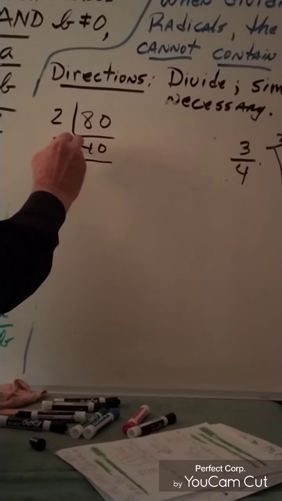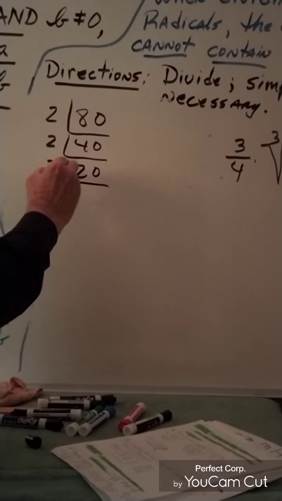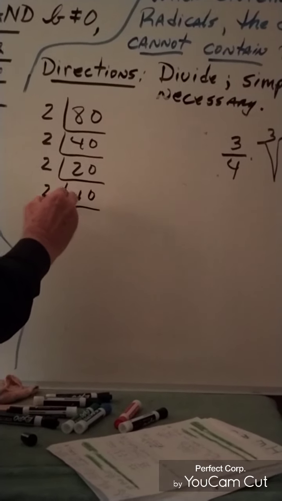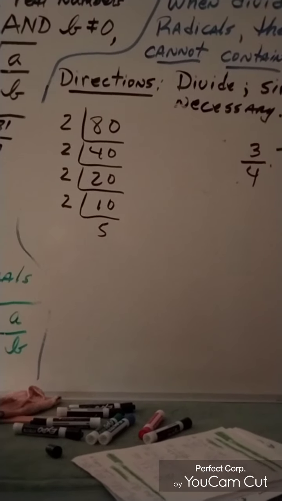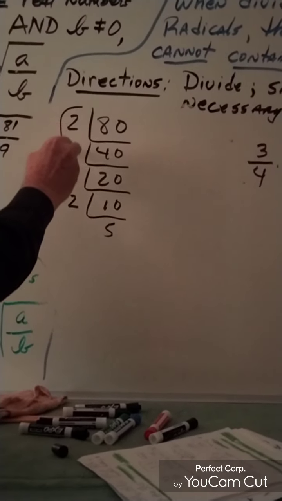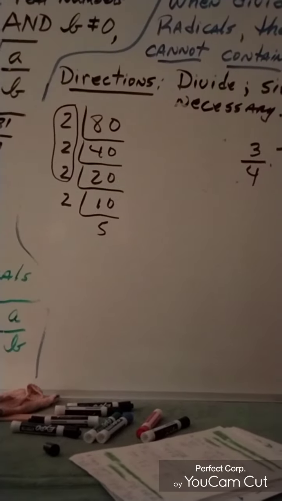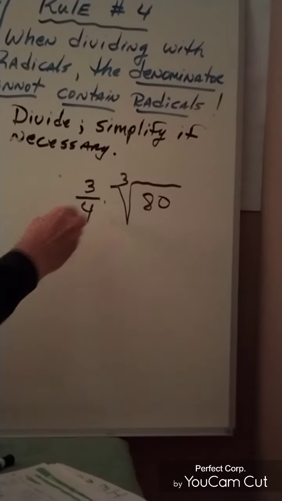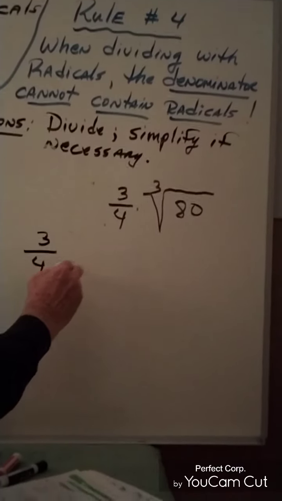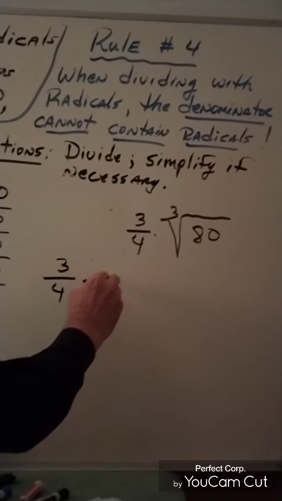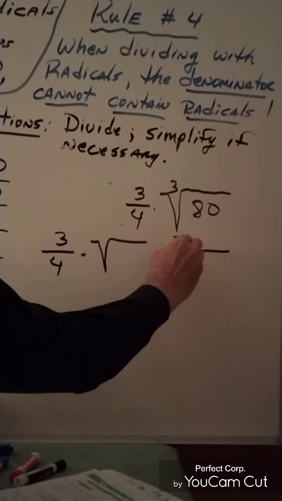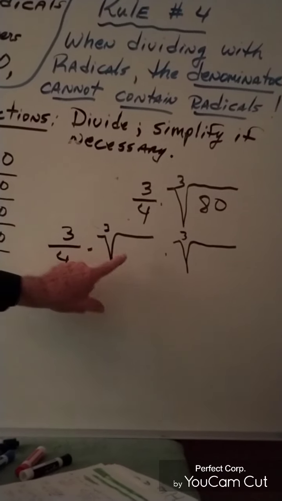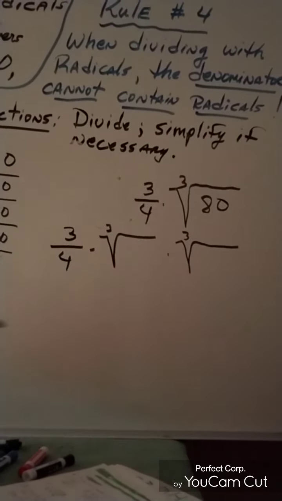240, 220, 210, 5. The index is 3. That means we need 3 of a kind of any of those primes, and we have 3 of a kind. So, 3/4 times. Now we'll split it using the product rule of radicals. Try to remember that index of 3. This is the rational house. This is the irrational house.